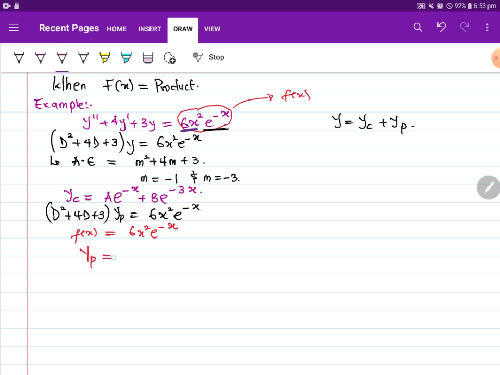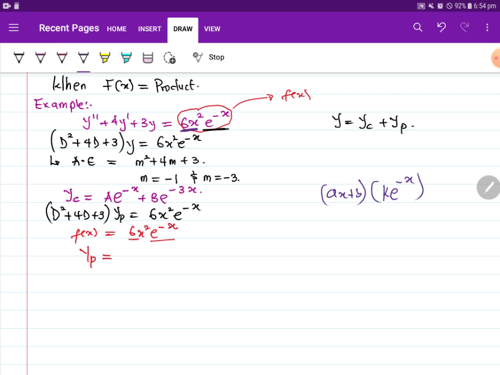Our yp is, you know, this is a polynomial and this is an exponential function multiplying each other. So our yp will be the format of the polynomial multiplying the format of the exponential. The format of the exponential should be k exponential minus x, and the format of the polynomial should be ax plus b. We all know that from our previous classes, they will multiply together.